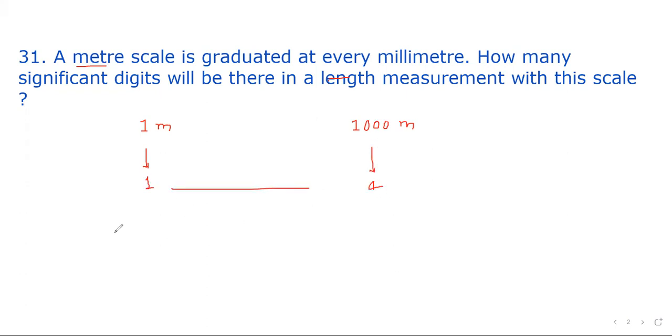So all possibilities are there: 1, 2, 3, 4. So significant digits may be 1, 2, 3, 4. Because if we measure, suppose, 102 mm, 3 significant figures will be there. If we measure 72 mm, then 2 significant digits will be there.